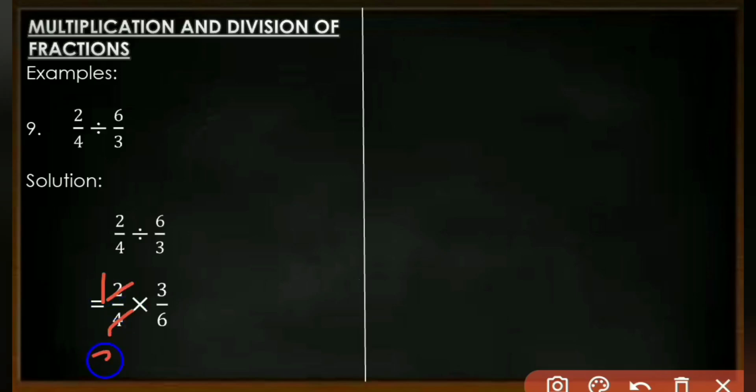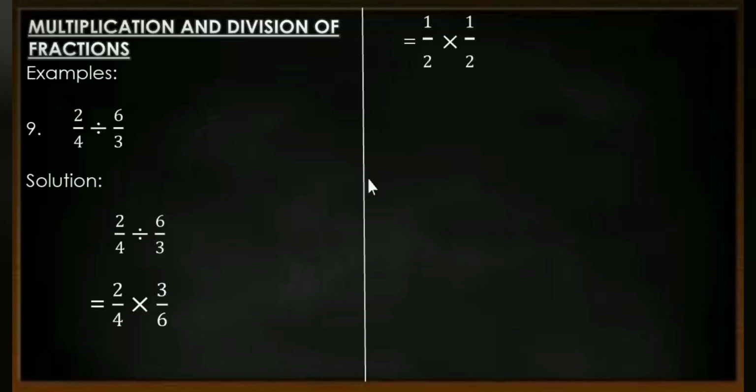So which means I can say 2 into 2 will give us a 1. 2 into 4 will give us a 2. I can say 3 into 3 will give us a 1. And 3 into 6 will give us a 2. So we end up having 1 over 2 times 1 over 2.